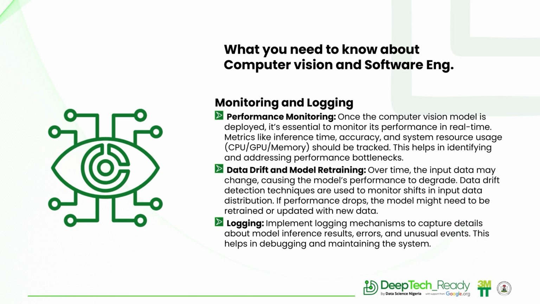So for instance, performance monitoring. Once the computer vision model is deployed, it is essential to monitor its performance in real time. Metrics like inference time, accuracy, and system resource usage, that is CPU, GPU, very, very important, and memory, should be tracked. This helps to identify and address performance bottlenecks.